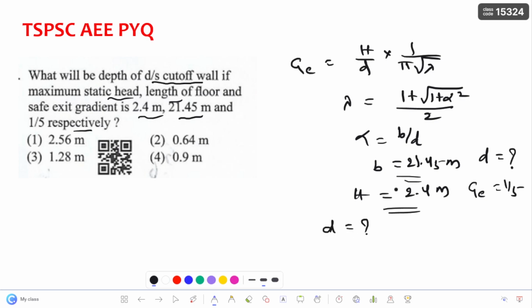I am not solving this question because it is very difficult to solve. With hand calculation you can't get this answer. You have to use a calculator. That's why I am not solving this question.